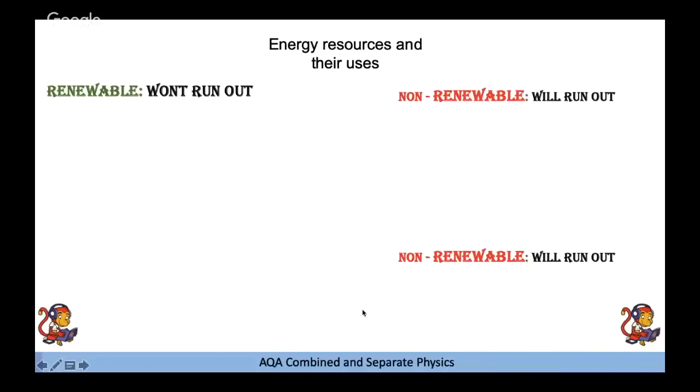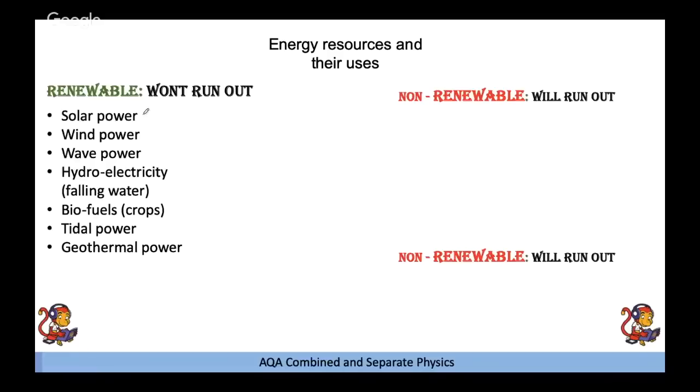Okay, energy resources and their uses. This is your renewable energies, non-renewable energies, that sort of thing. So renewable energies then, definition, they won't run out. Non-renewable, they will run out. Okay, so I'll put them into a few different categories.